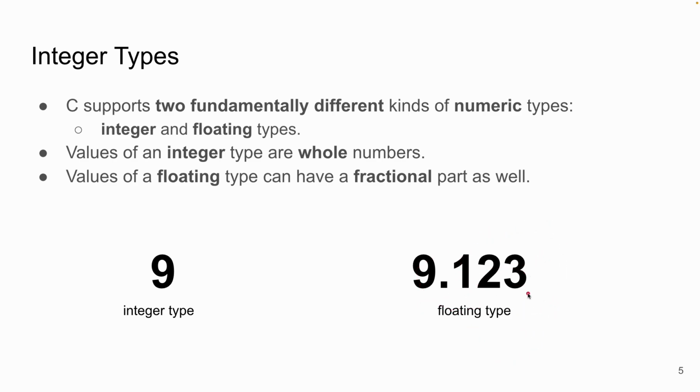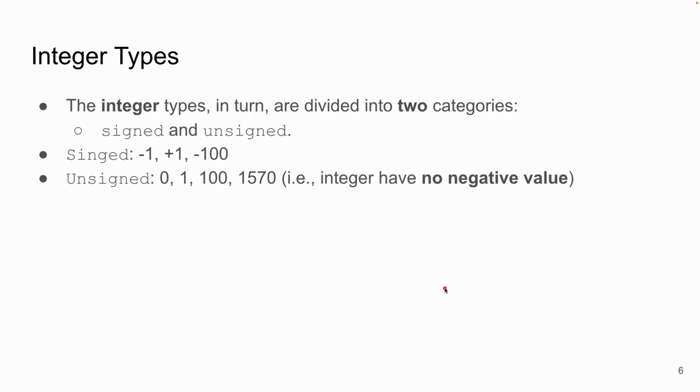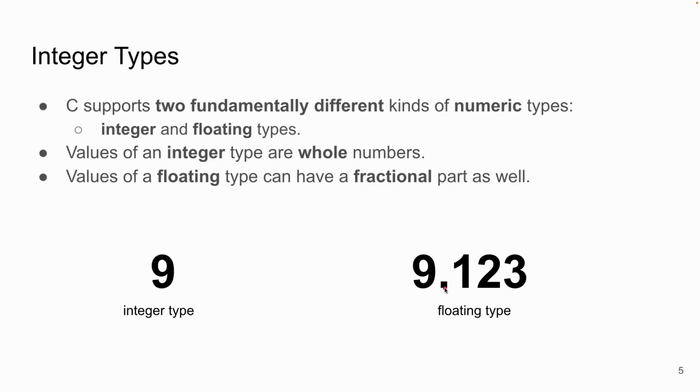The other kind of number we can use in C is floating point type, or we can just call it floating type. If we represent the number in the floating type, it has the fractional part. That is, it will have the decimal point after 9, and the numbers 1, 2, 3 after the decimal point. So this kind of number is a floating type, a floating point number.